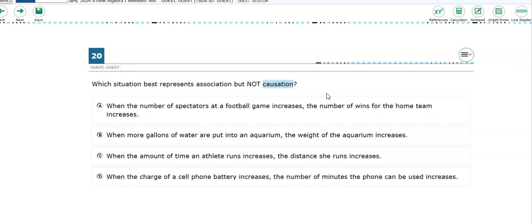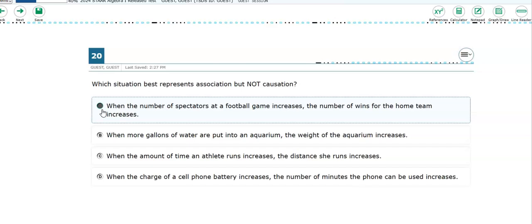All right, A, when the number of spectators at a football game increases, the number of wins for the home team increases. Okay, there is like zero relationship between how many people are in the stands and whether or not the team is any good. A is actually association without causation. Like you would never say, oh, that's a great football team because there's a lot of people in the stands. That makes no sense.